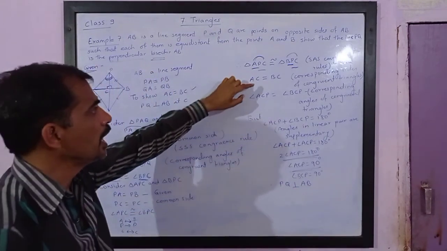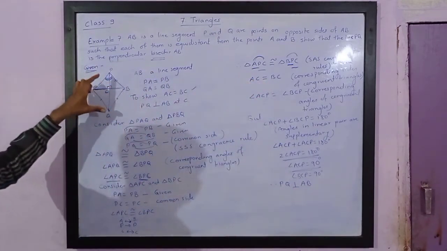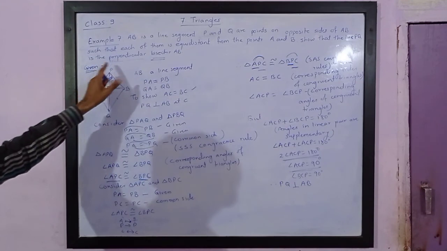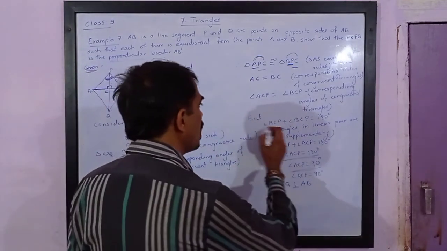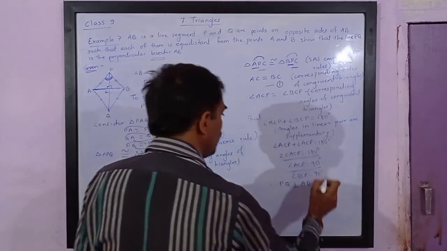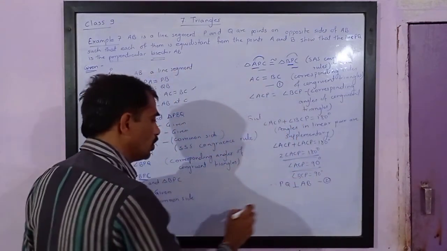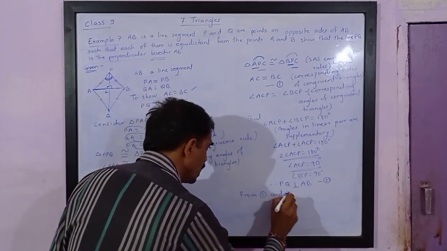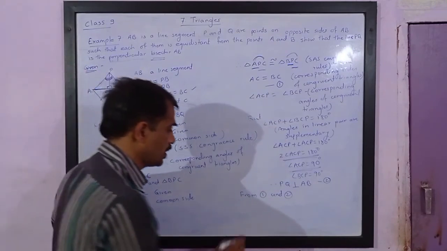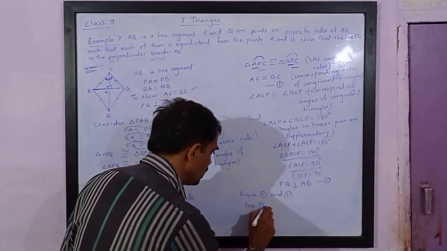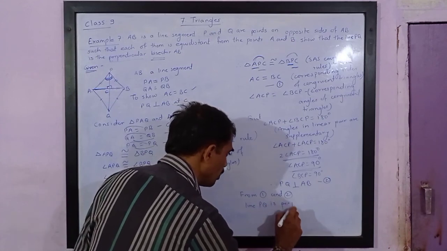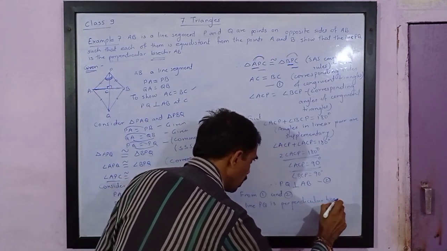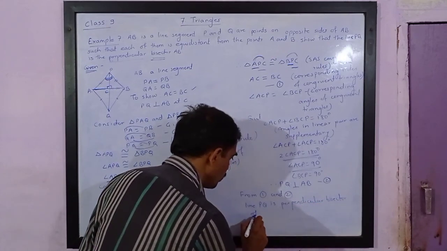Now see, we have proved AC is equal to BC, and we have also proved that PQ is perpendicular to AB. Hence, we can say that PQ is perpendicular bisector of AB. So, I will give some number to this, equation 1 and 2. So, from 1 and 2, I can say that line PQ is perpendicular bisector of AB.